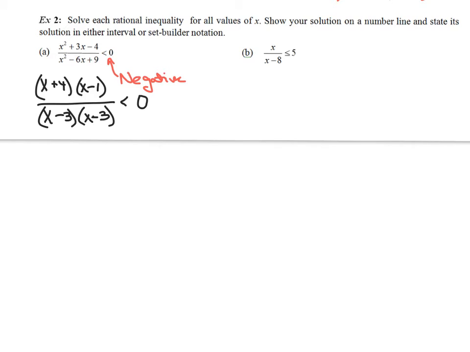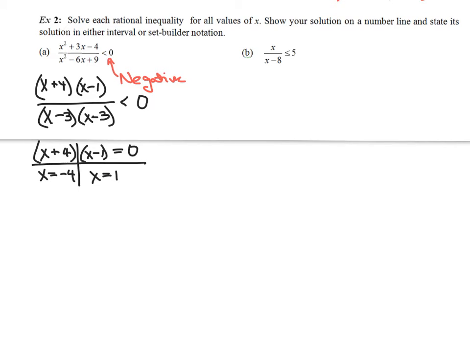Now let's separate this into two different parts. I'm going to first of all start with my numerator. So x plus 4 times x minus 1. I want to solve this as an equation, so set it equal to 0. Making your t-bar, I see that I get x is equal to -4 and x is equal to 1.